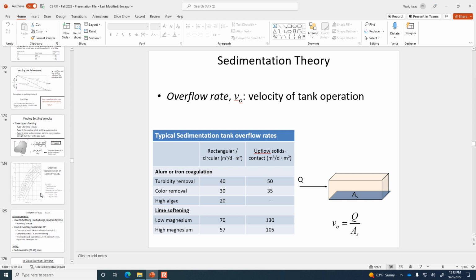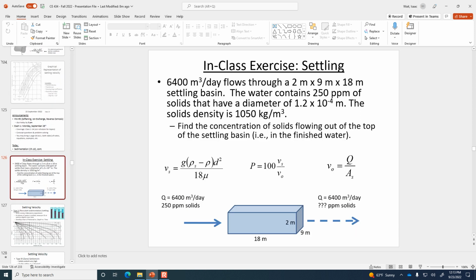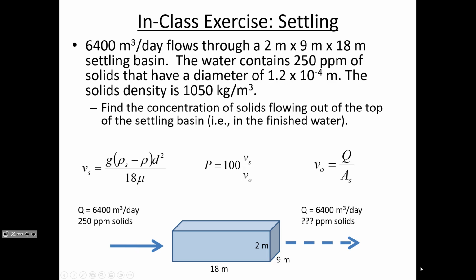All right, so now back to this example. What we've got is 18 by 2 by 9. And so you need to know these dimensions because the A sub S is that bottom area. Okay, so we know the incoming concentration of solids, 250 parts per million. And the reason why we're going to use that is that this formula in the middle will tell us the percent removal of the particles. So the percent removal of the particles is related to a ratio of the settling velocity and the loading rate.